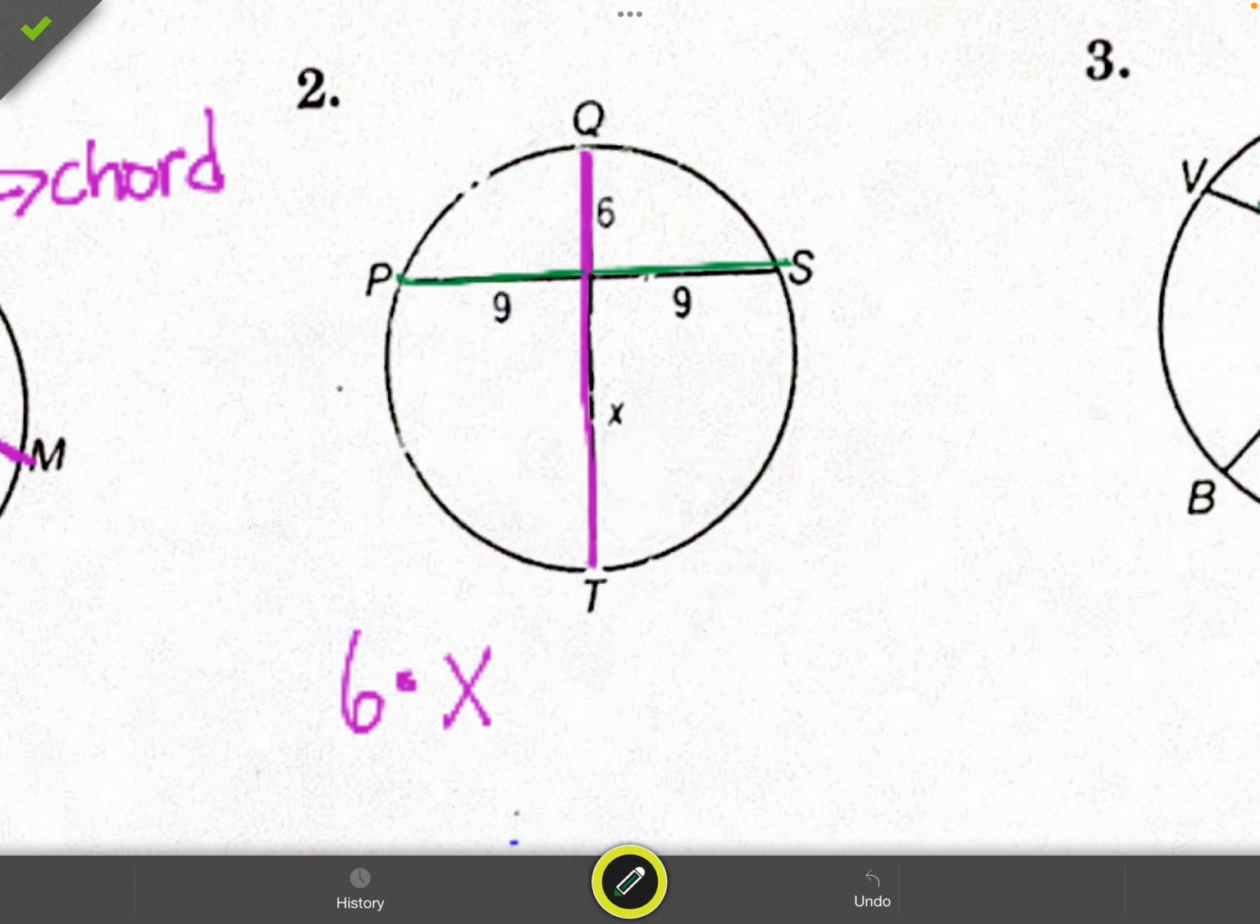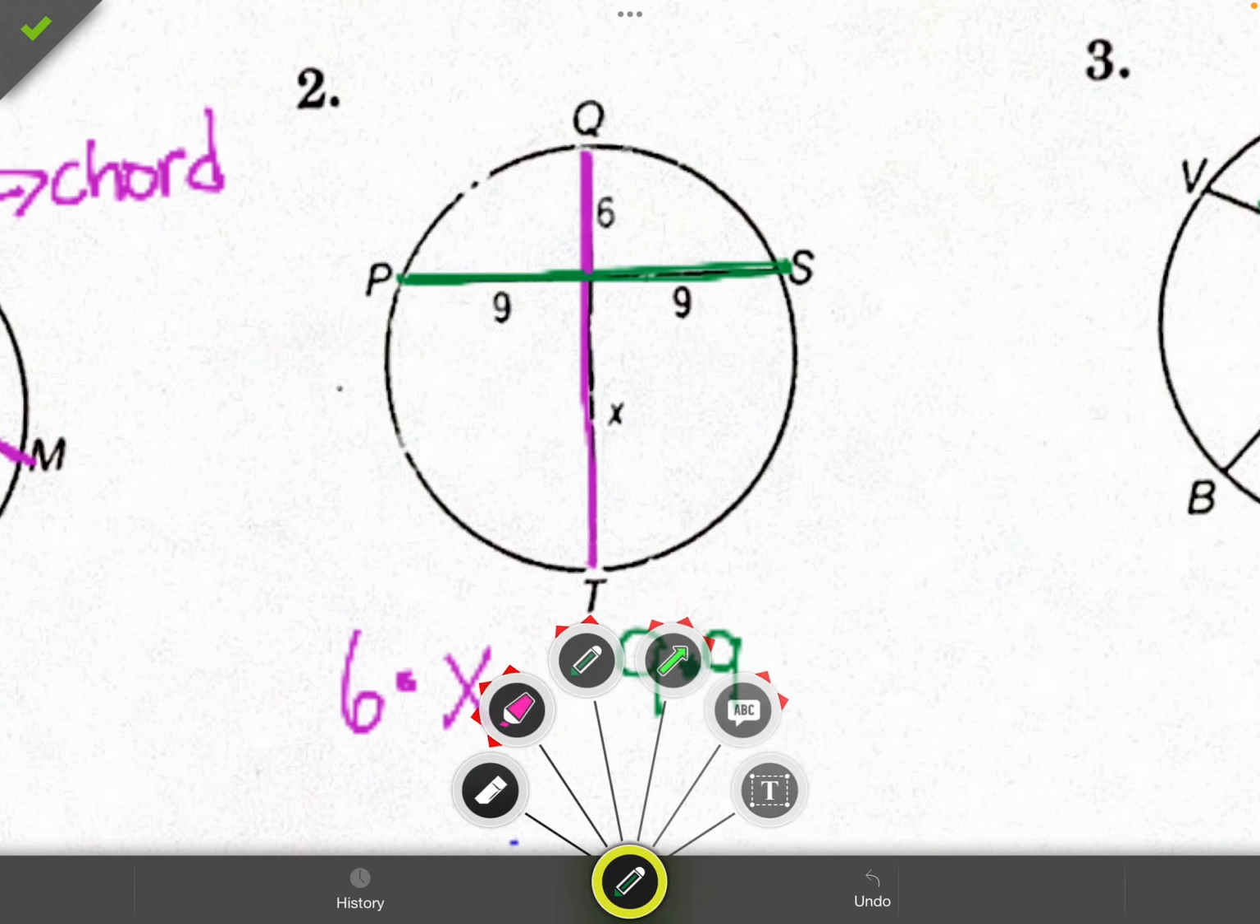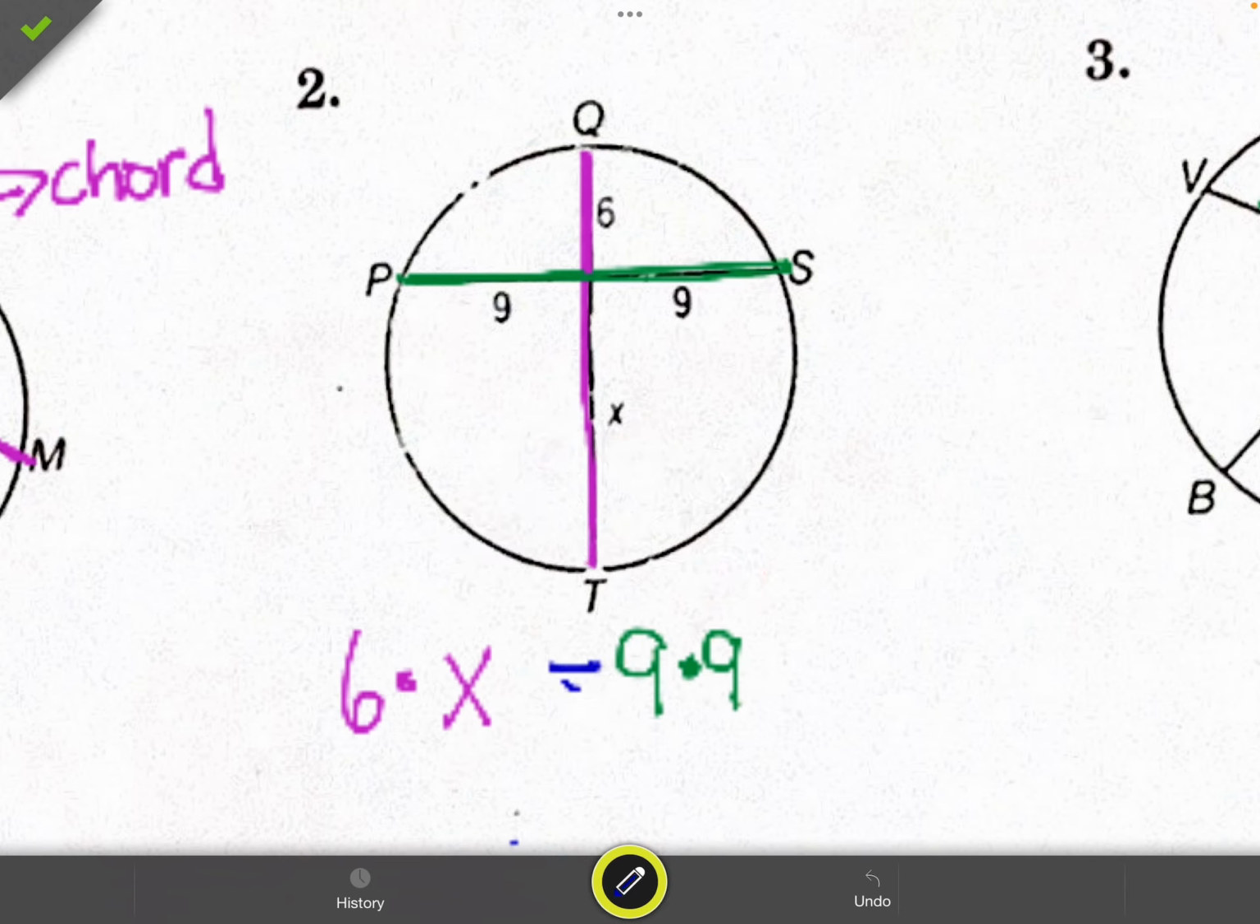Now we look at the other segment, which is my green. They're both inside, so that makes it a chord. Piece times piece. So 9 times 9. And then we set it equal, and we use Desmos.